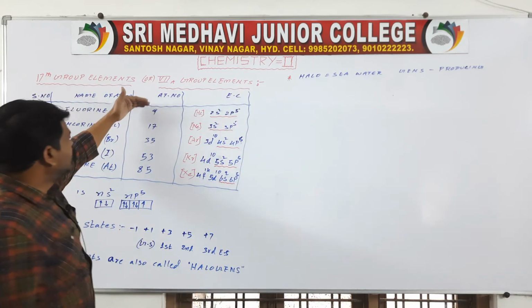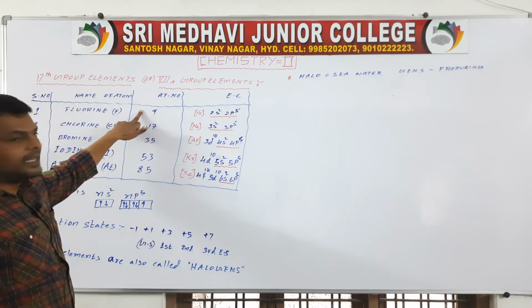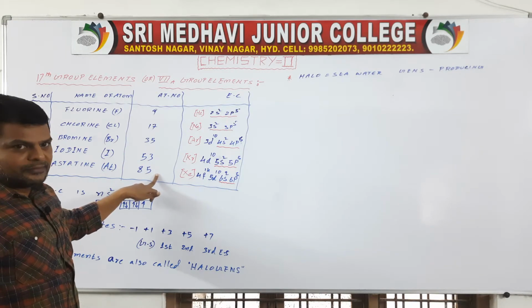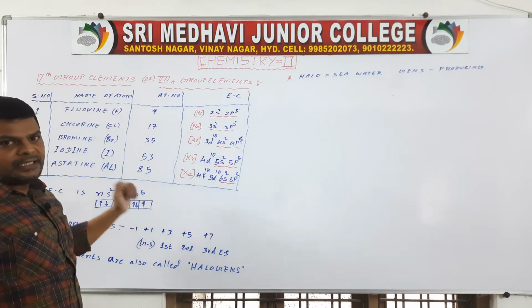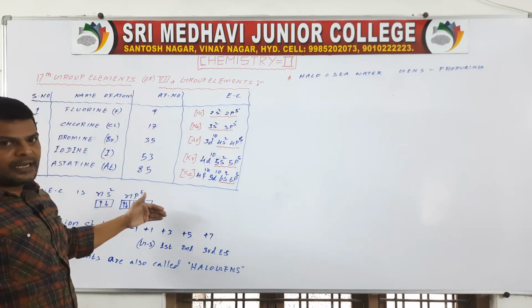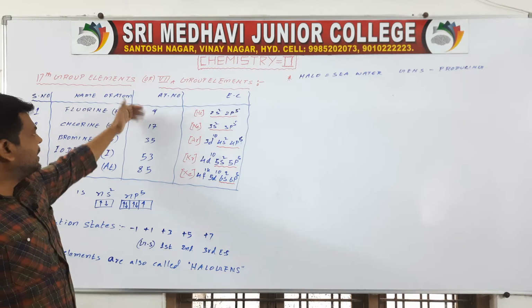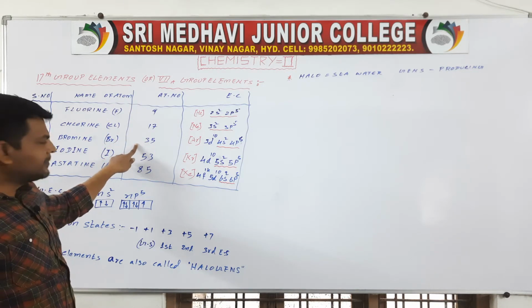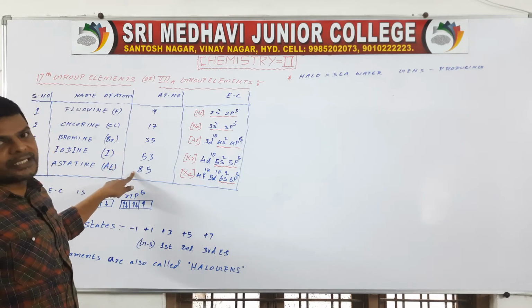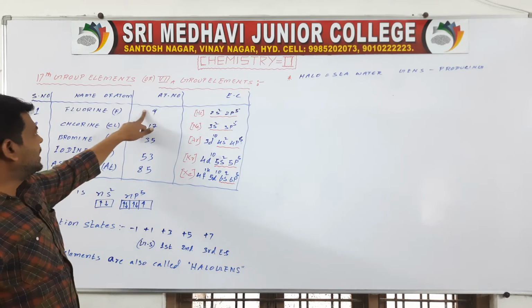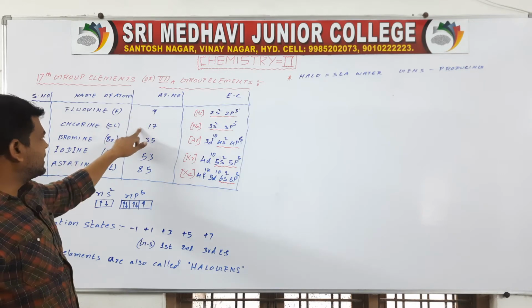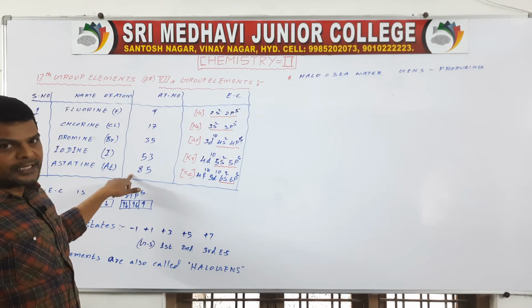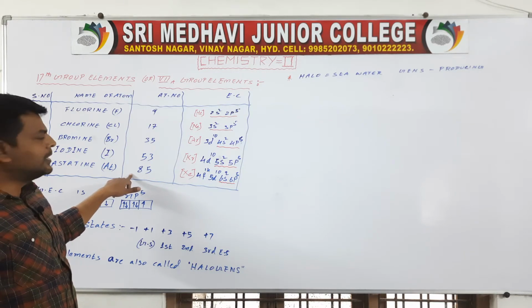Then you have to know the electronegativity value. The electronegativity value decreases down the group: the top element has a high electronegativity value, and the bottom has a low one. Atomic radius increases, ionization potential decreases. It is a gas, a gas, a liquid, a solid, a solid. Astatine is a radioactive element.